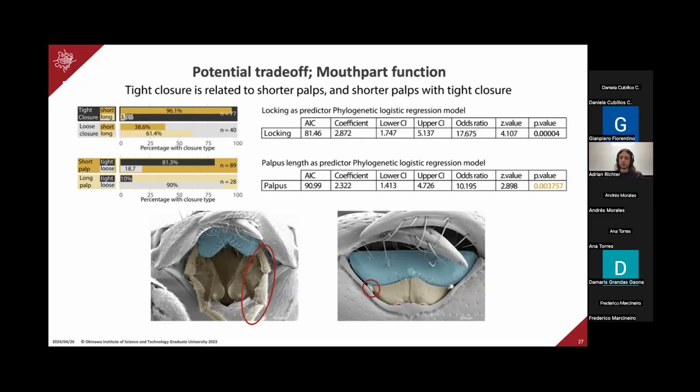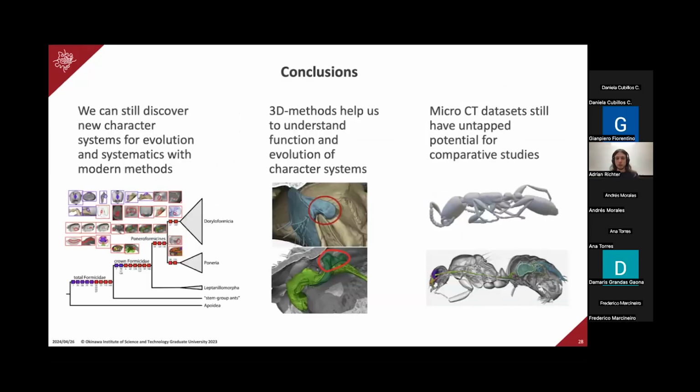And so I think these two drivers, trade-offs on the one hand, and the need for protection on the other hand, are probably two of the drivers of this mouthpart interlocking. Probably there are other features, other relevant evolutionary mechanisms, but those are the ones that I was able to detect.